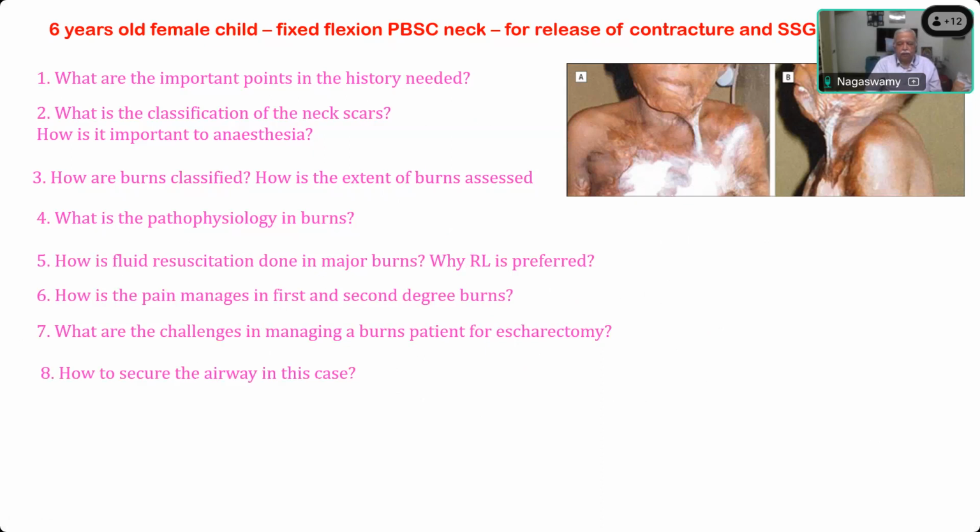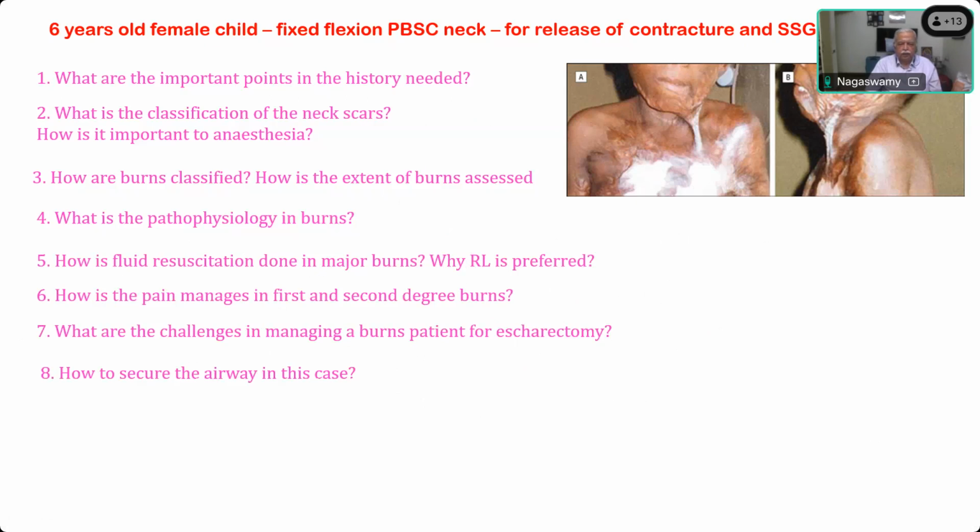After applying the topical anesthesia, you induce the child with inhalation induction and then perform the fiber optic examination and proceed to intubate. The second option is releasing the contracture for adequate neck extension by local infiltration. So you can continue again because a 6-year-old may not cooperate for that also. So you can induce the child with the inhalation induction.